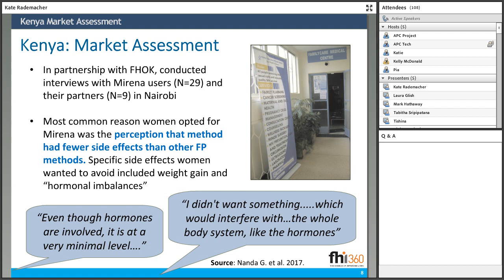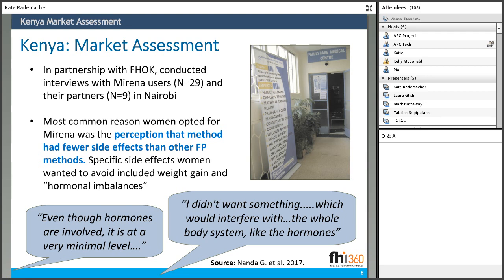As Mark noted, the levonorgestrel in the LNG-IUS has a mainly local effect, which means that the method has minimized side effects compared to other methods. And what was important from the findings from this assessment was that women who chose the Mirena understood this message about lower side effects and selected the method because of it.